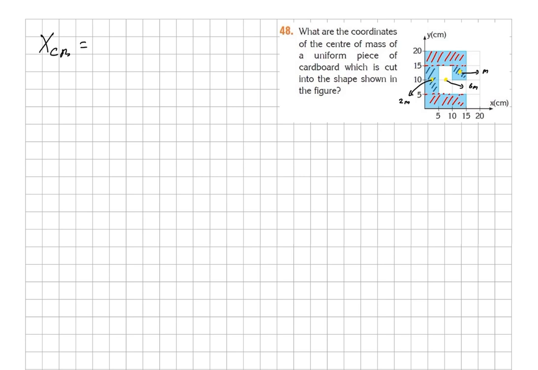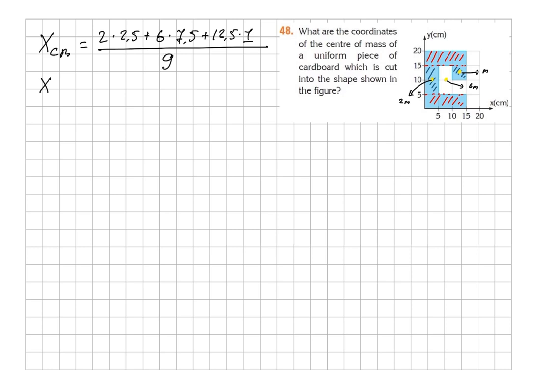So xcm will be equal to 2 times the mass 2, times the distance 2.5, plus 6 times 7.5, plus 12.5 times 1, over the total mass of the shape, which is 1, 2, 3, 4, 5, 6, 7. Sorry, 1, 2, 3, 4, 5, 6, 7. It's 9.